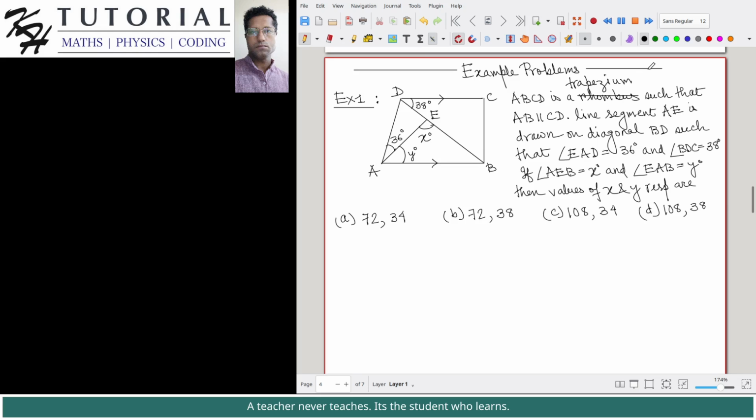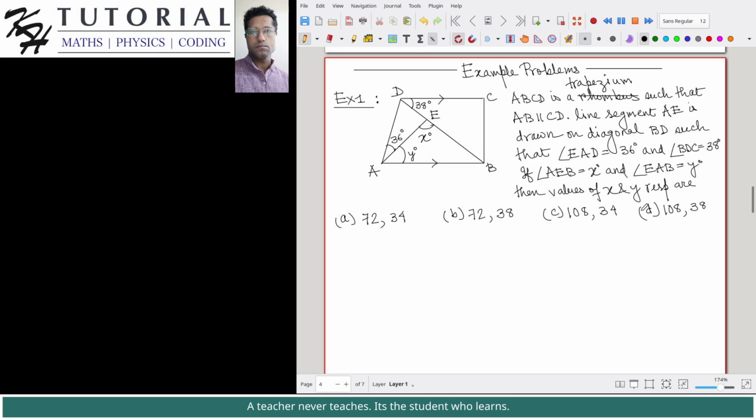Line segment AE is drawn on diagonal BD such that angle EAD is 36 degree, and angle BDC is 38 degree. If angle AEB is x degree and angle EAB is y degree, then the values of x and y respectively are. So we have to basically find the angle x and angle y.